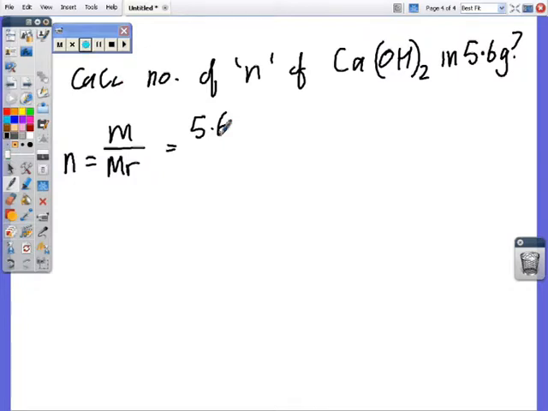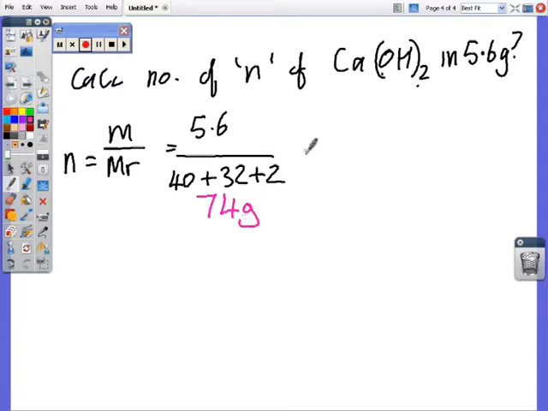Mass being 5.6, which is what the examiner has given us in the question, and the Mr is 40 for the calcium, and remember then we have brackets, so we have 2 oxygens, which is 16 times 2 or 32, and we have 2 hydrogens, which is obviously 2. So the Mr of calcium hydroxide is indeed 74. So our calculation is essentially 5.6 divided by 74: the mass of the sample divided by the mass of 1 mole of the sample, or the Mr of the sample.